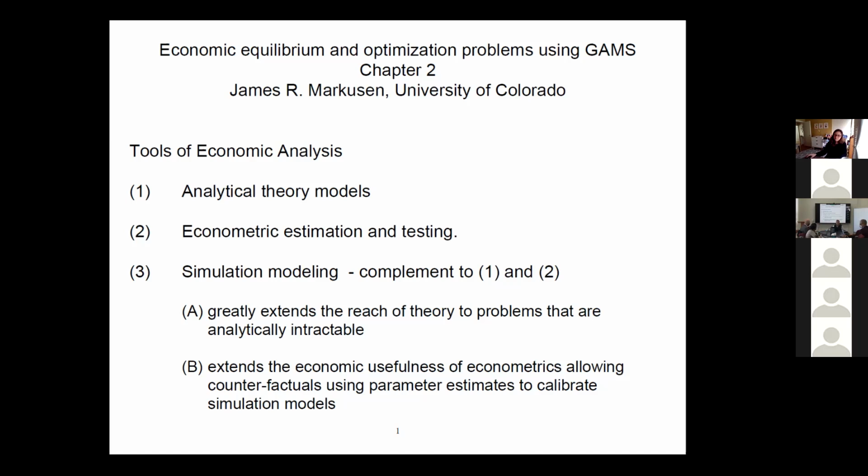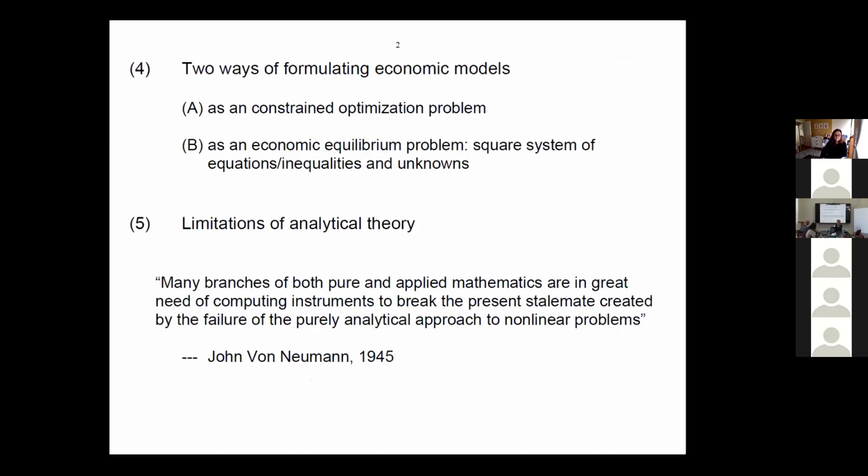It extends even the usefulness of econometrics by allowing counterfactuals on calibrated simulation models. Typically, in formulating economic models, there are two ways we go about it. One is as constrained optimization problems, and the other is economic equilibrium problems, which are some sort of square system of equations, inequalities and unknowns. The limitations of analytical theory arise from a number of reasons: just dimensionality, computing corner solutions, and a variety of other things.